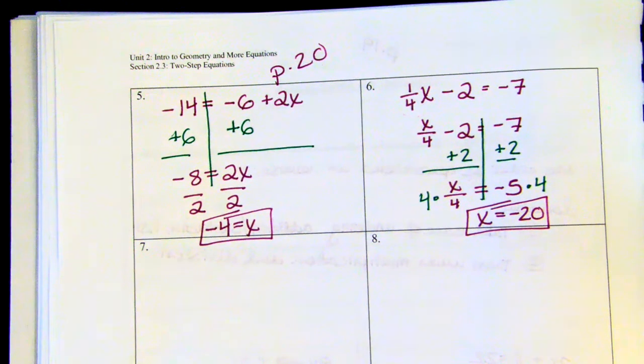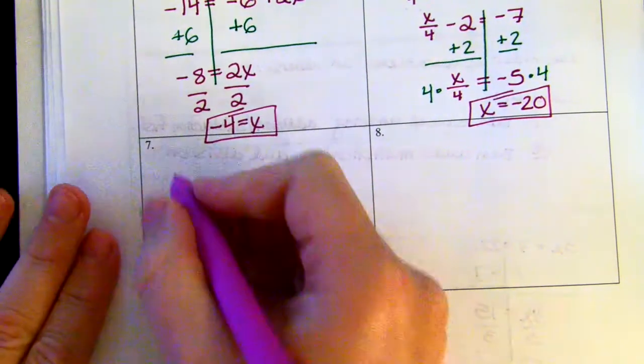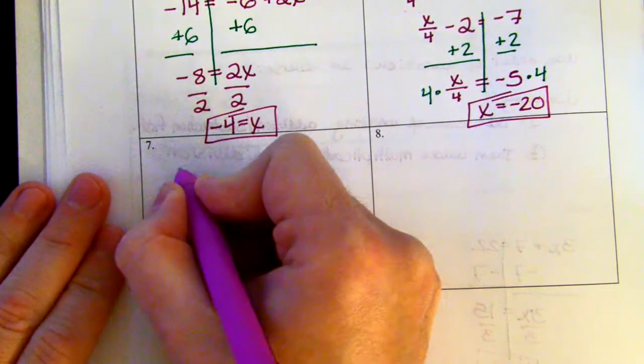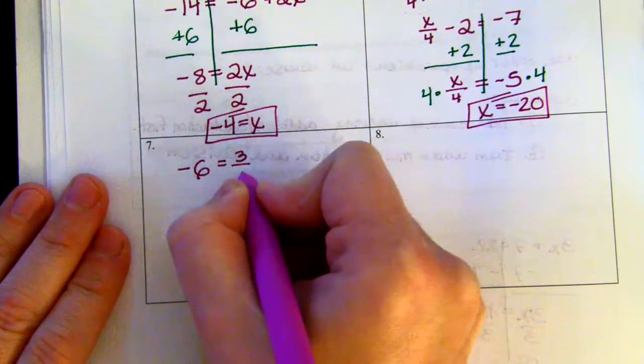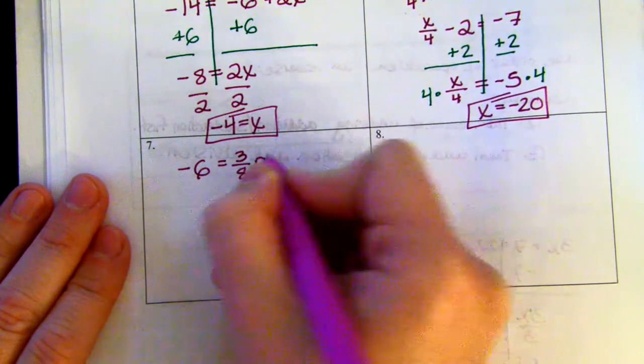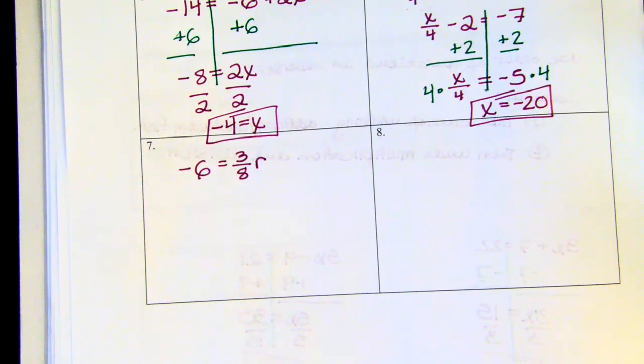I have 2 more examples to show you. In number 7, I'd like to look at negative 6 equals 3/8 r. Negative 6 equals 3/8 r.